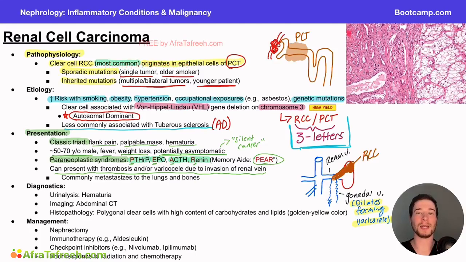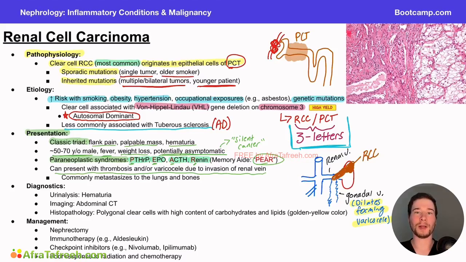Now, would you expect to see this if the tumor was on the right side of the body? The answer is no, right? Because on the left side, the gonadal vein drains into the renal vein, but on the right side, it drains directly into the IVC itself. And thus a tumor on the right side that causes an obstruction of the renal vein is not going to present with the varicocele or the dilated vasculature of the gonadal vein.